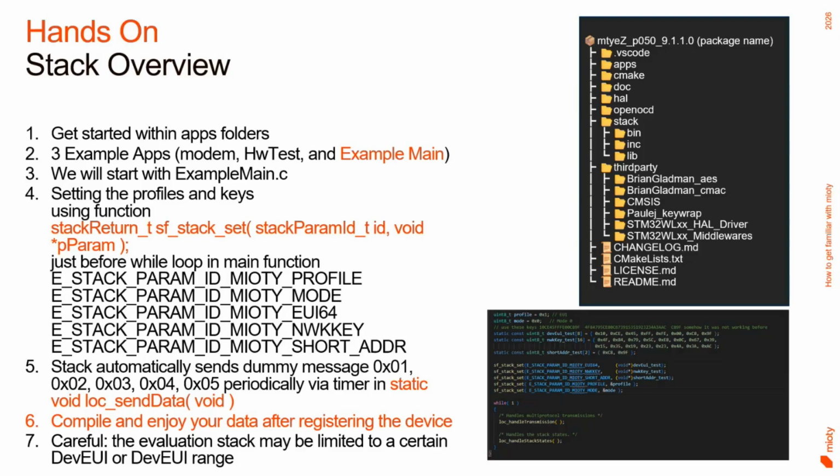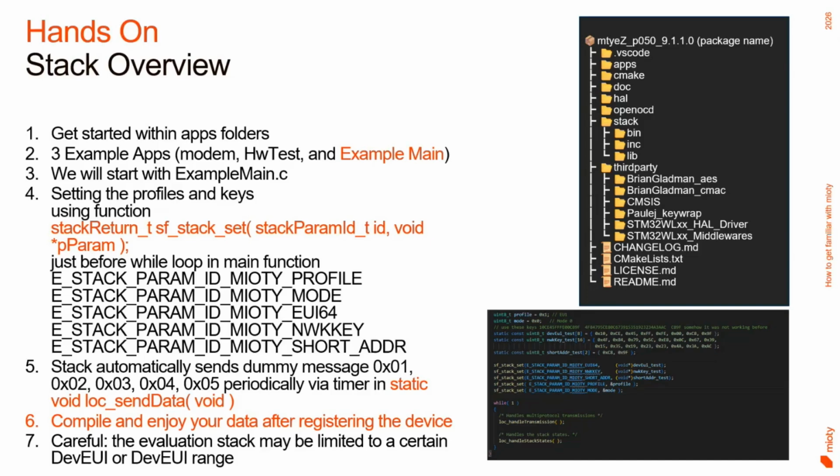There are three example apps: a modem app, a hardware test, and an example main. We will start with the example main, because that's really just a while loop that is well suited for any kind of bare application that we will use for our sensor.